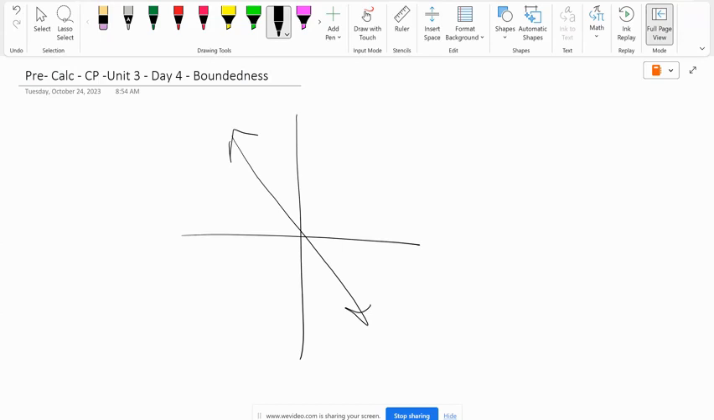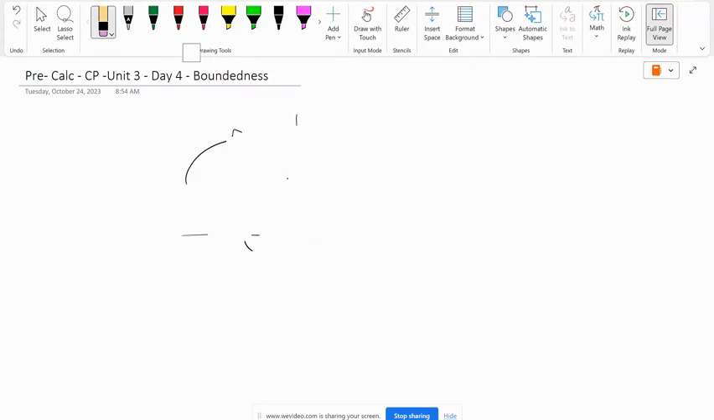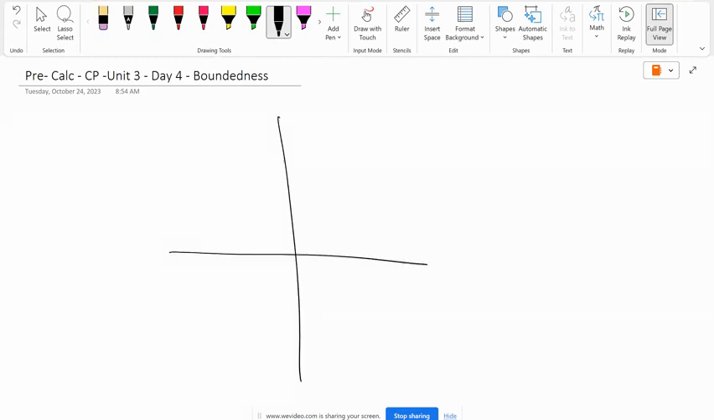It goes up forever, it goes down forever. It is not bounded. What if we have something like this? Is this bounded? Yeah, this is bounded because it has a max point on top and a lowest point on the bottom. So that is considered bounded.